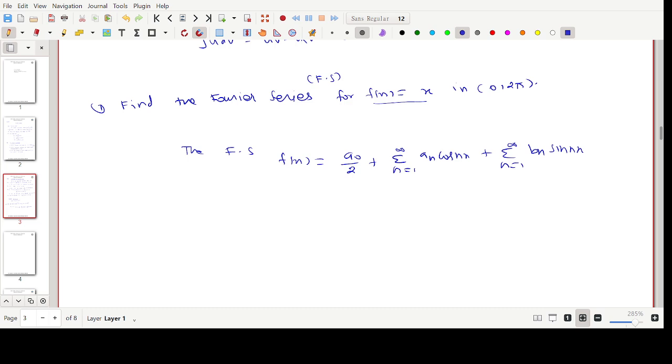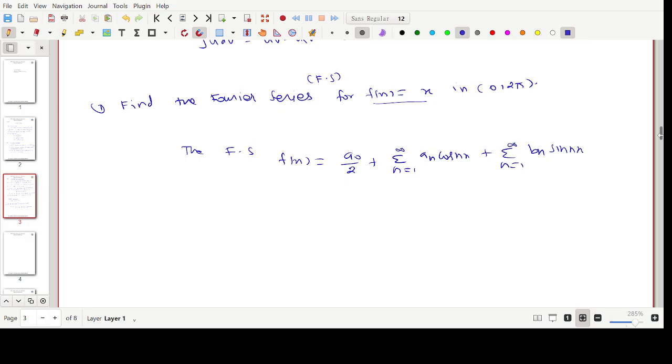The Dirichlet conditions are satisfied by default. It is a periodic function with a finite number of discontinuities in the interval, and it attains a maximum and minimum. So the necessary conditions are satisfied. Here it is clearly mentioned to find the Fourier series. That means it is understood by default that the conditions should be satisfied.